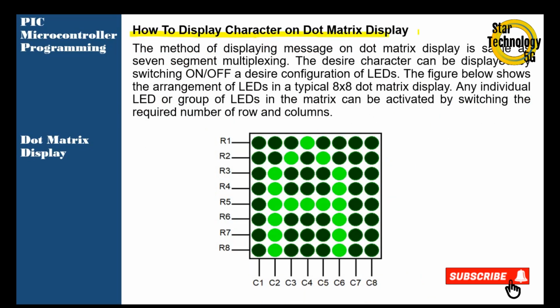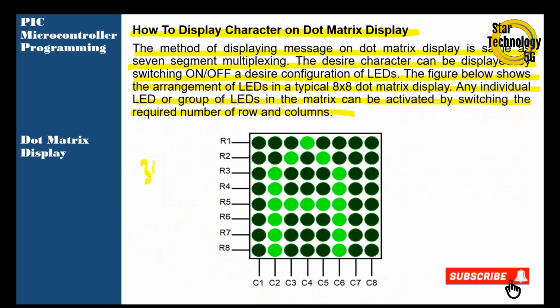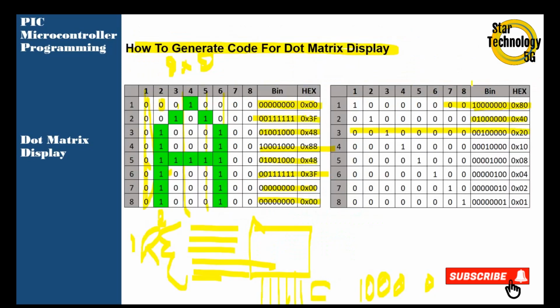How to display a character on a dot matrix display? The method of displaying a message on a dot matrix display is the same as a 7-segment display and multiplexing. The desired character can be displayed by switching on a desired configuration of LEDs. The figure below shows the arrangement of LEDs in a typical 8x8 dot matrix display. Any individual LED or group of LEDs in the matrix can be activated by switching the required number of rows and columns. As you can see, here is the row. We will send this data, just like 0x3f, and we will send column number 2 code.